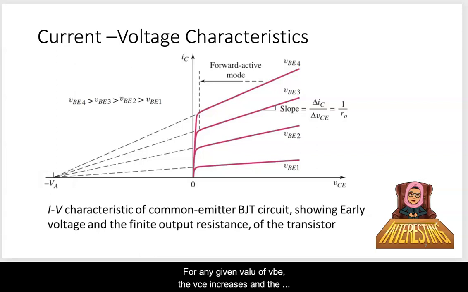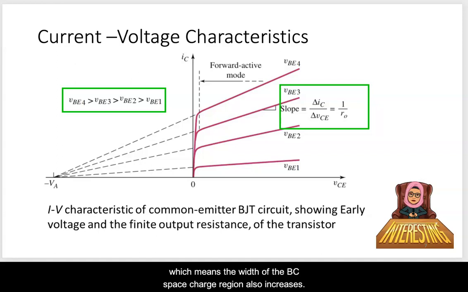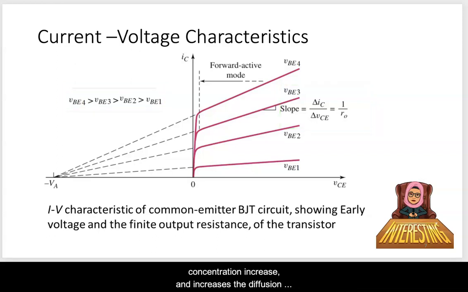For any given value of VBE, as VCE increases, the reverse bias on the junction increases, which means the width of the BC space charge region also increases. This will reduce the neutral base width, or W. A decrease in the base width causes the gradient in the minority carrier concentration to increase and increases the diffusion current through the base. Hence, IC, or the collector current, increases as VCE increases.